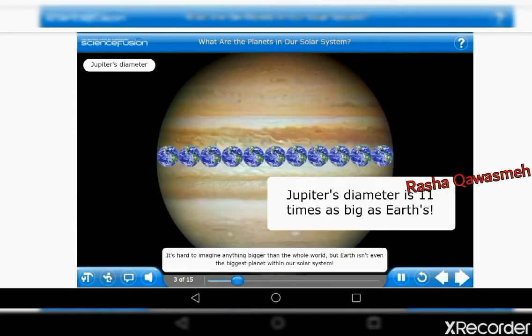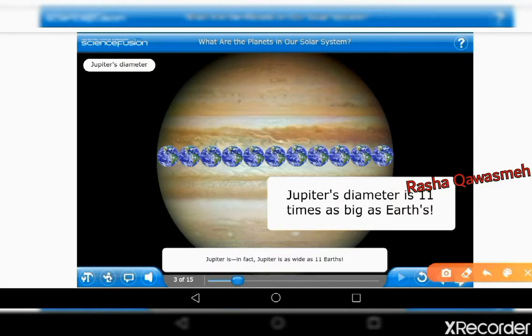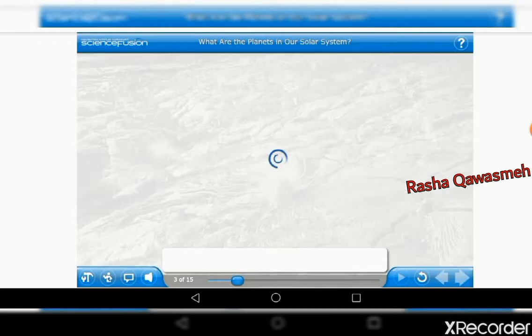It's hard to imagine anything bigger than the whole world, but Earth isn't even the biggest planet within our solar system. Do you know what is the largest planet? Jupiter is. In fact, Jupiter is as wide as 11 Earths. Yes, if you arrange 11 Earths next to each other, you have to put 11 Earths to fit one Jupiter. Imagine how huge Jupiter is.